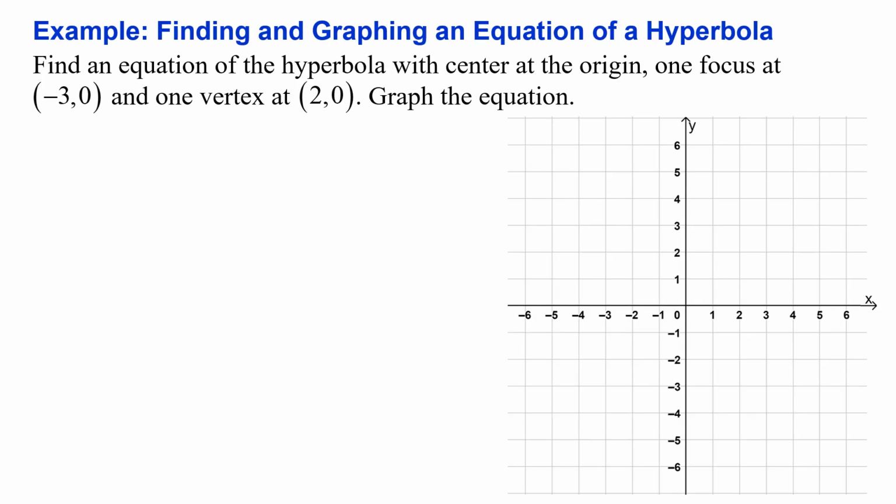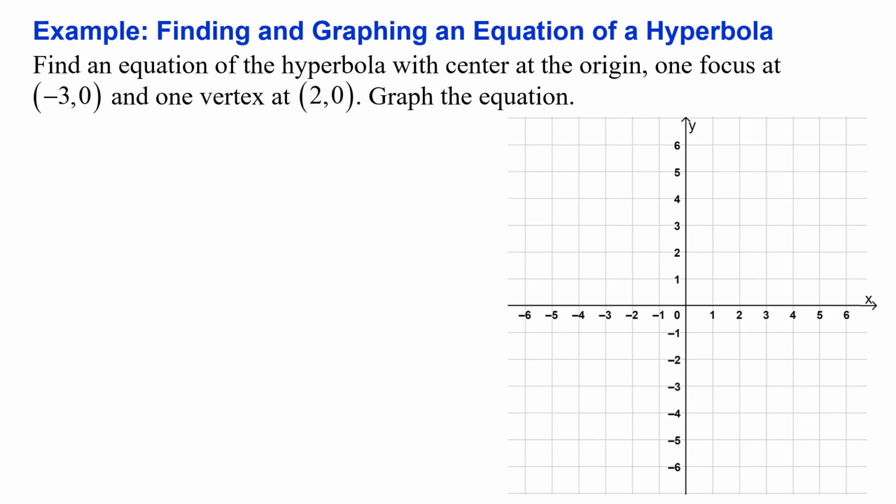Well, let's consider an example of finding and graphing an equation of a hyperbola. This problem says to find an equation of the hyperbola with center at the origin, one focus at the point negative 3 comma 0, and one vertex at 2 comma 0, then graph the equation. So let's begin by plotting the given information, using an xy grid from negative 6 to 6 on both the x and y axes.